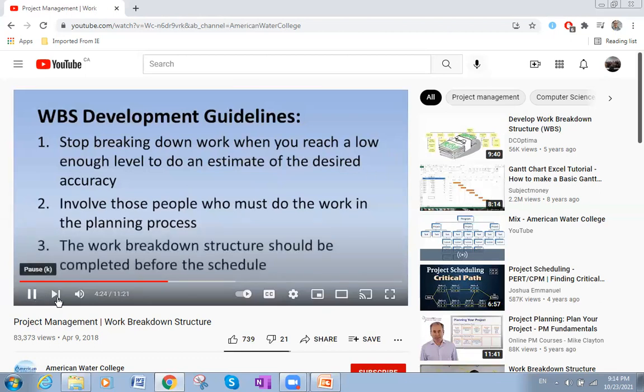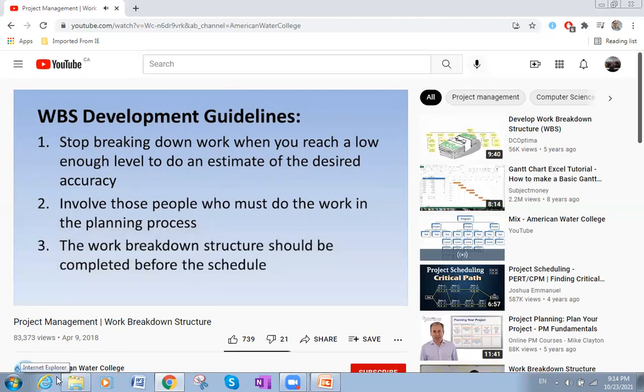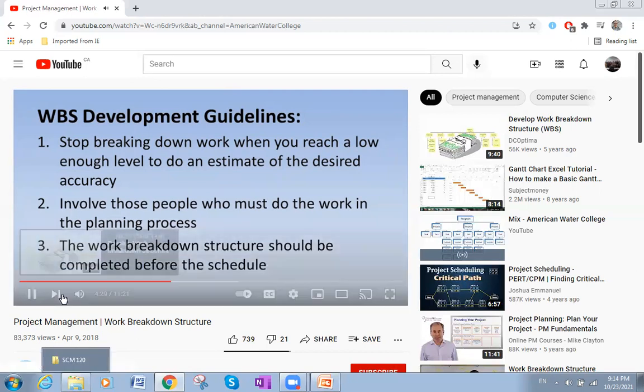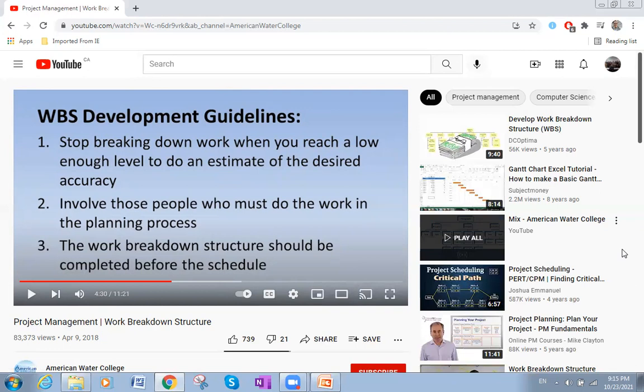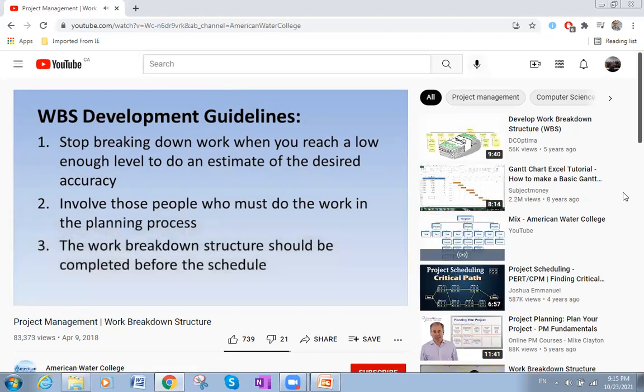Work breakdown structure should be completed before the schedule. The work breakdown structure should always be developed first, because we said work breakdown structures come first, then the schedule comes after the work breakdown structure. So if you put it in sequence, chronologically, the work breakdown structure comes first, and after this comes the schedule phase, before the schedule is worked out without trying to identify the sequence of activities.